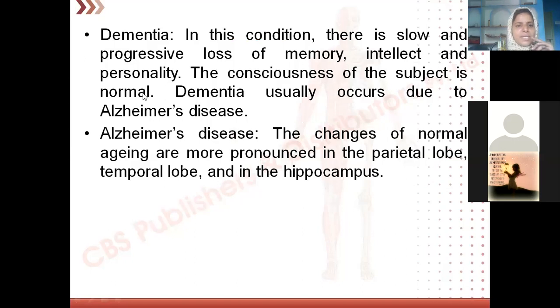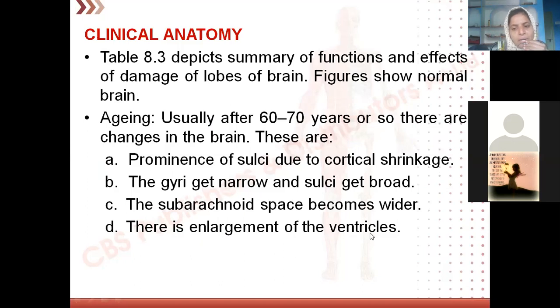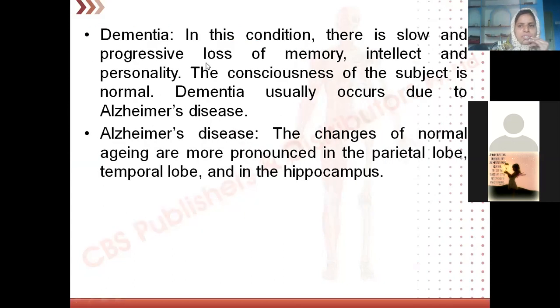Now there is a condition called dementia. What grows? Ventricles, beta. Ventricles, the empty cavities filled with CSF, occupy more than the cortical tissue of the brain. Dementia: as age advances, there is slow and progressive loss of memory, intellect and personality. The consciousness of the subject is normal. Dementia usually occurs due to Alzheimer's disease. Alzheimer's is severe memory loss. Changes of normal aging are more pronounced in the parietal lobe, temporal lobe and hippocampus.